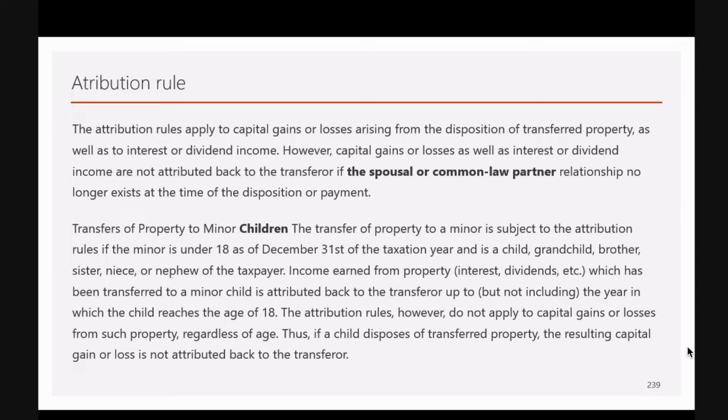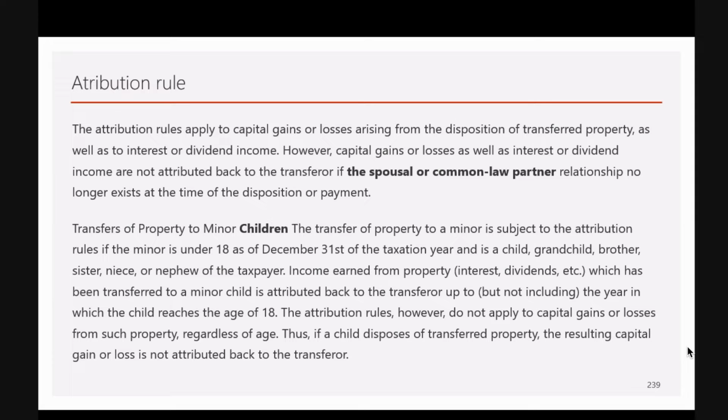The attribution rule, however, does not apply to capital gain and capital loss from such property, regardless of age. For example, if the child disposes of the transferred property, the resulting capital gain or loss is not attributed back to the transferor. That's the special thing only for children: capital gain and capital loss are not attributed back to the transferor. For spouses, it is attributed back.